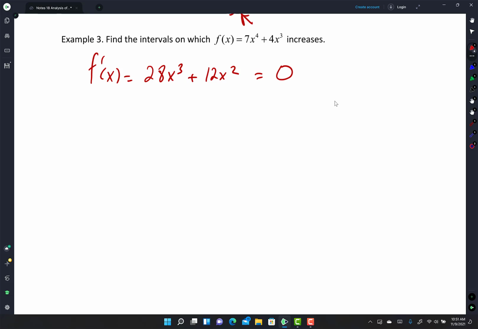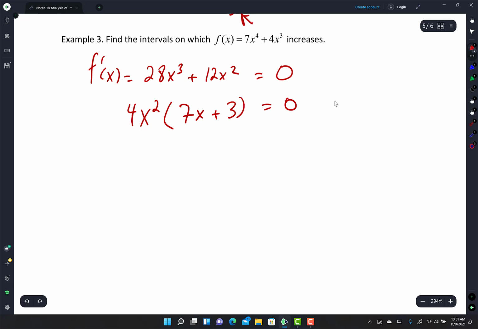What's the biggest number I can factor out? x squared, and does 6 go into 28 and 12? Does 12 go? 4. 4x squared. How many times does 4 go into 28? 7? 7x plus 3, close, equals 0.